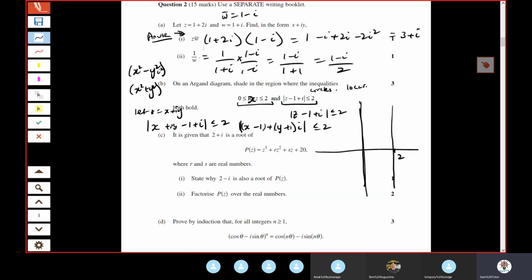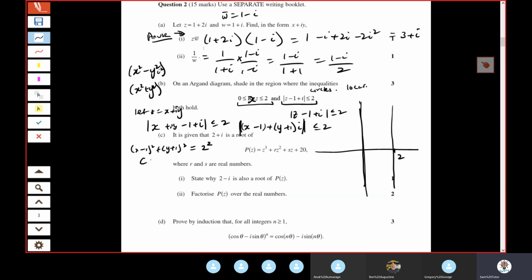That's your real, that's your imaginary. Does someone remember how to find the modulus of something? What was the formula for the modulus? Is it a y on x or something? That's to find the angle. Oh wait, it's just Pythagoras. Square root of (x minus 1) squared plus (y plus 1) squared equals 2. Then you get rid of the square root, and you've just proved it.